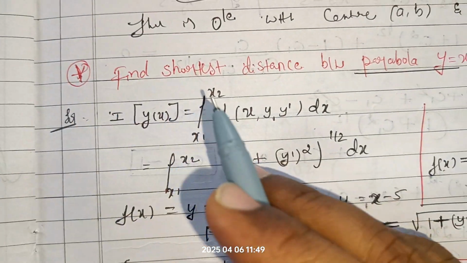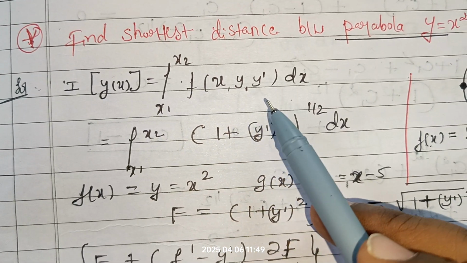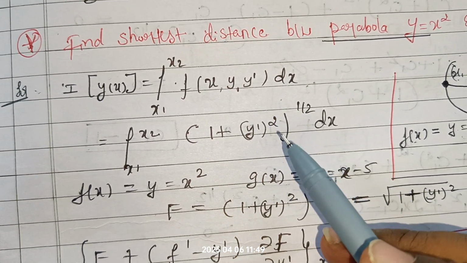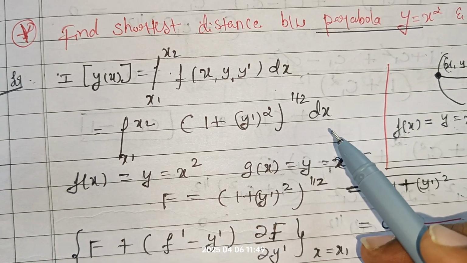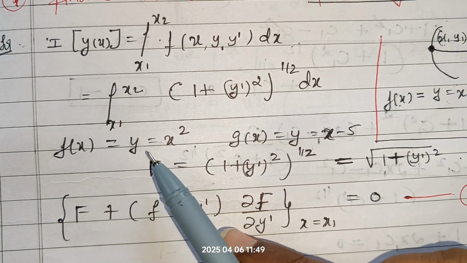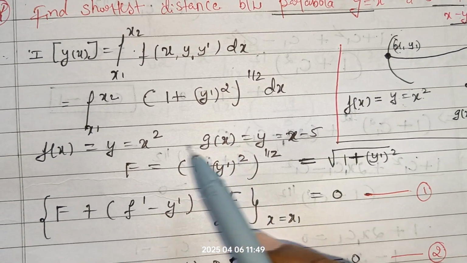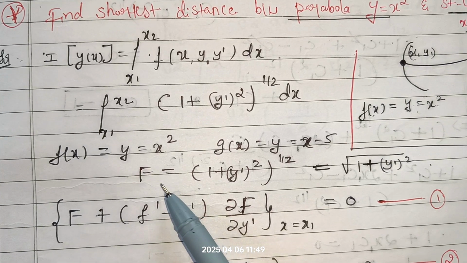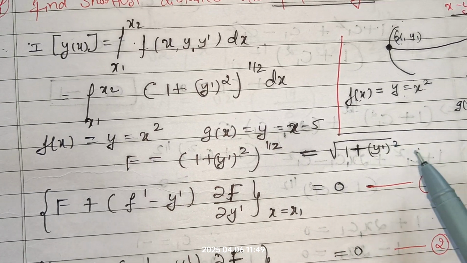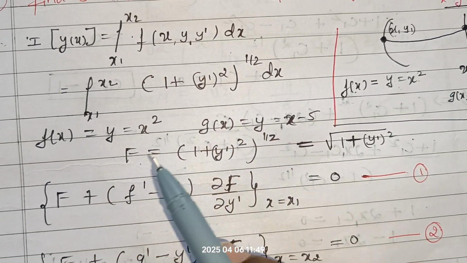After that we'll write this form of Euler, that is I[y(x)] = integral from x1 to x2 of f(x, y, y') dx. Then from x1 to x2 we write the constraint, that is (1 + y'²)^(1/2) dx, as we have written for the other cases. Another form of Euler: f(x) is y = x², and g(x) is y = x − 5. F and g we have defined. Then we know that this function f is (1 + y'²)^(1/2), which equals the root of 1 + y'², both are the same.